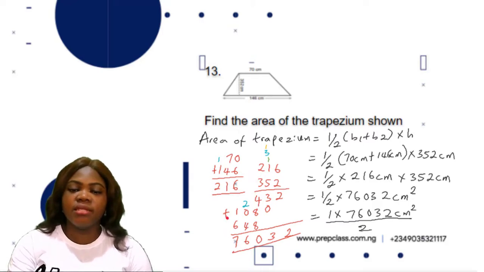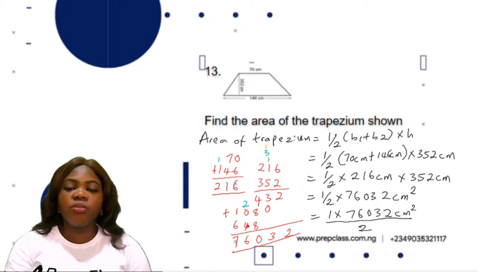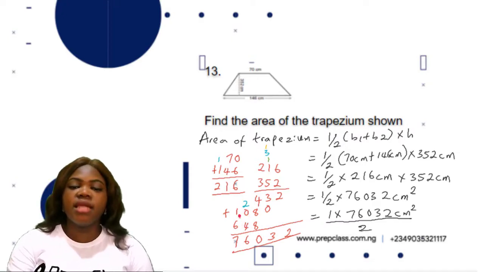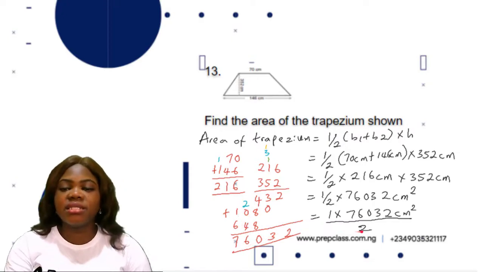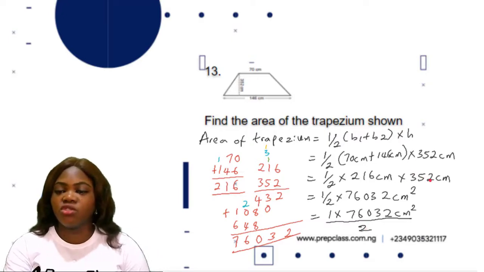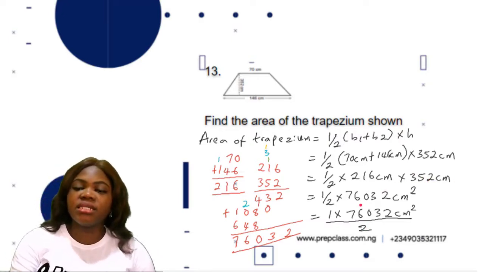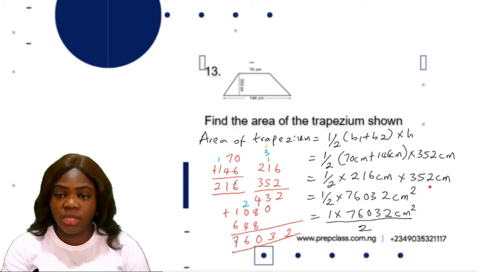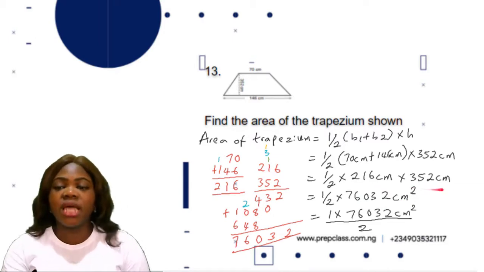So now let's add this together. 2 plus nothing is 2. 3 plus 0 is 3. 4 plus 8 is 12. 12 plus 8 is 20. So write 0, carry 2. 2 plus 0 is 2. Then 2 plus 4 is 6. Then 1 plus 6 is 7. So 216 centimeter multiplied by 352 centimeter is 76,032 centimeter square. Centimeter multiplied by centimeter is centimeter square.